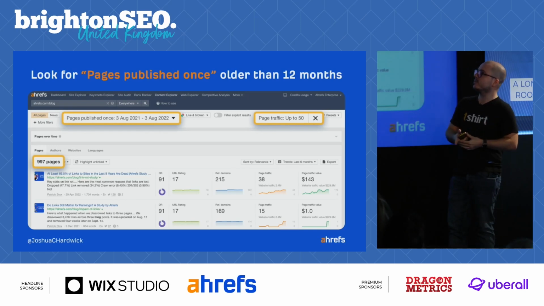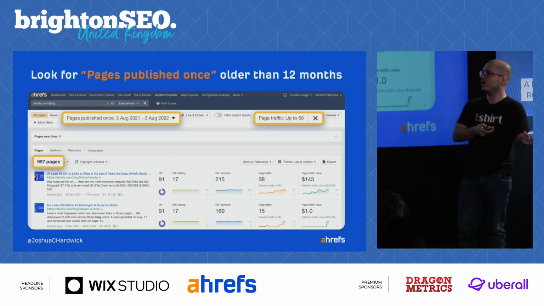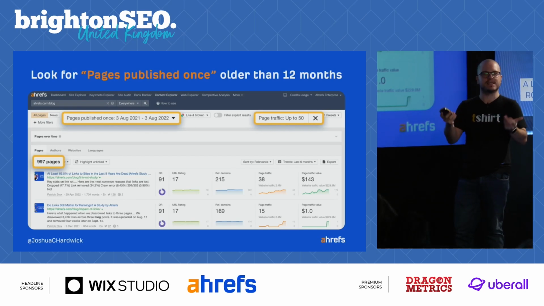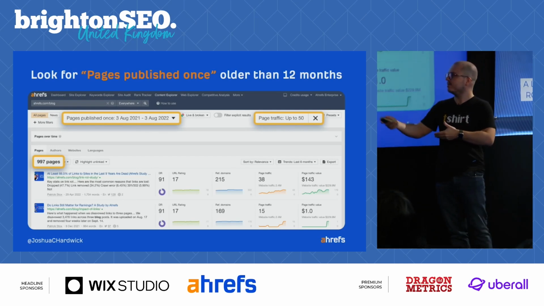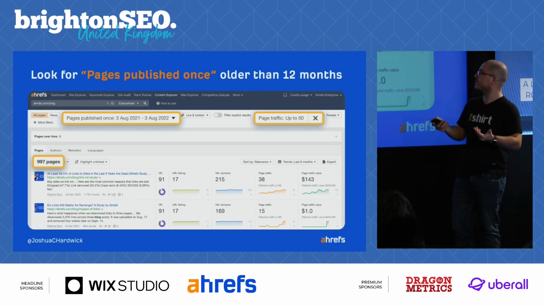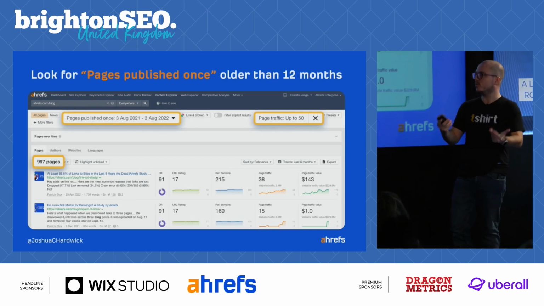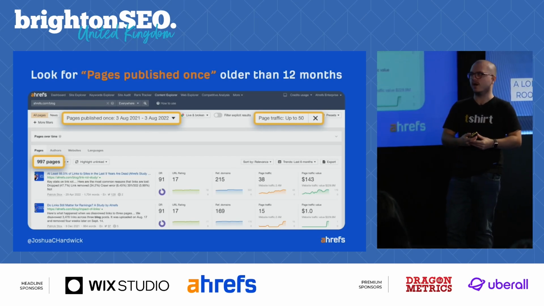If you go into Content Explorer and enter your own website, you can filter for pages published, say, more than a year ago, and you can filter for page traffic, say, up to 50, so basically no traffic, right? So you're finding these old pages that you probably forgot about that may have got a lot of links, like this study of ours, 215 referring domains, and it's getting no traffic. If we go back to that and re-optimize, and think, okay, did we miss search intent? What did we do wrong? You can often find quite low-hanging opportunities to bring back.